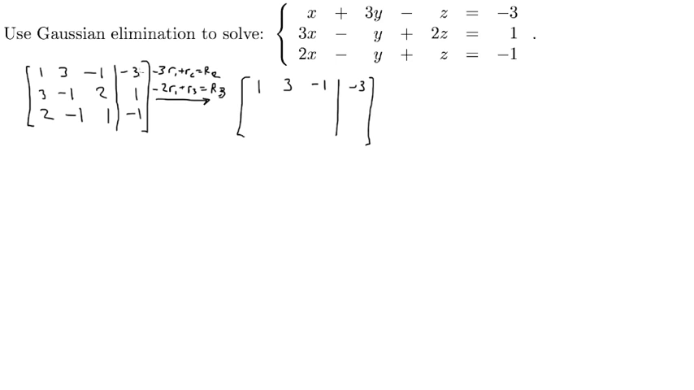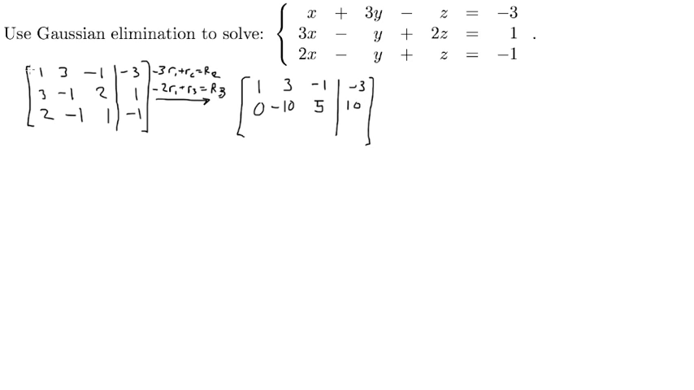So I multiply everything in row 1 by negative 3 and add it to row 2. So negative 3 times 1, that's negative 3, plus 3, that's going to be 0. Multiplying by negative 3, I get negative 9, plus negative 1, that's negative 10. Negative 3, multiplying by negative 3, that gives me 3 plus 2 gives me 5. And then multiplying by negative 3 gives me positive 9, plus 1 gives me 10.